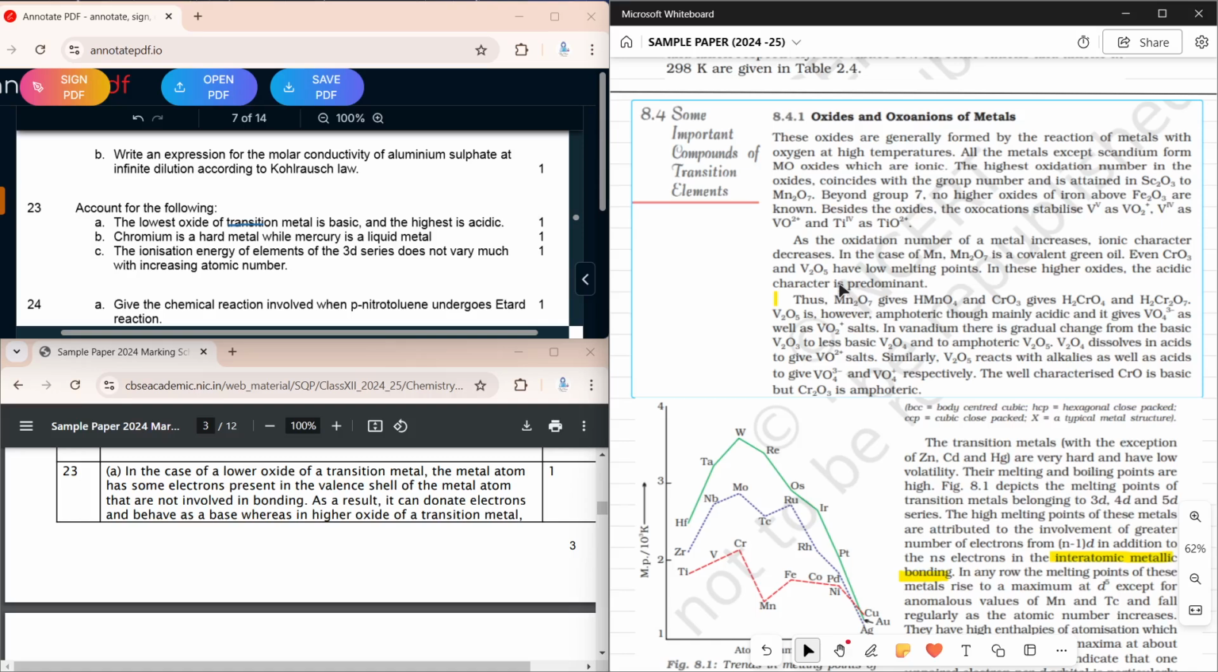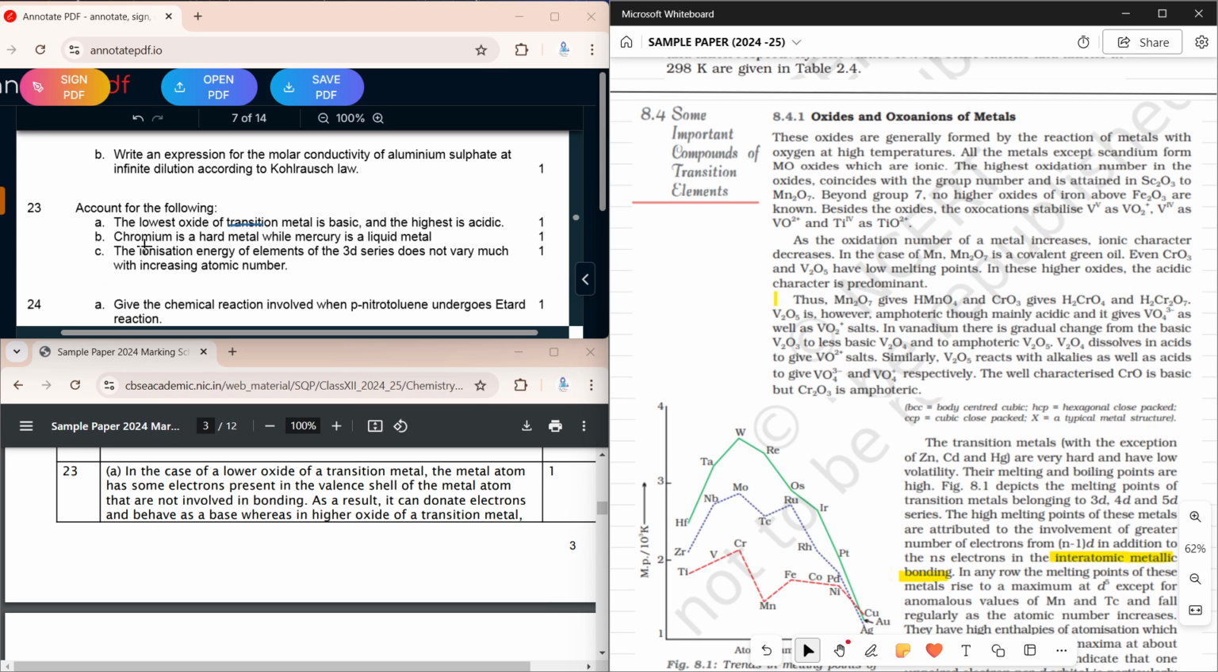Now, for higher oxides, they don't have enough electrons in the electronic shell, so there's not enough for donation. They can't give them away as freely, and because of that, they act as acids. So that's related to the ability of donation of electrons in lower oxidation state versus higher oxidation state. And this is under the oxides and oxanions of metals. It actually gives you the example, but it never tells you why. I think they have assumed that because this is one of the textbook back questions, you should know. And I hope you do.